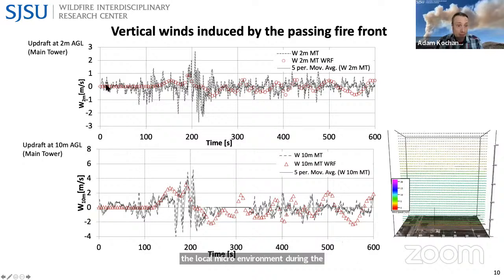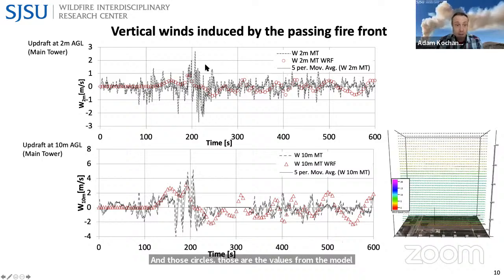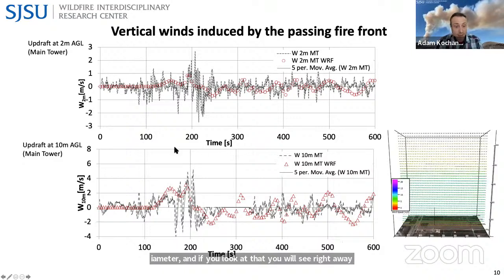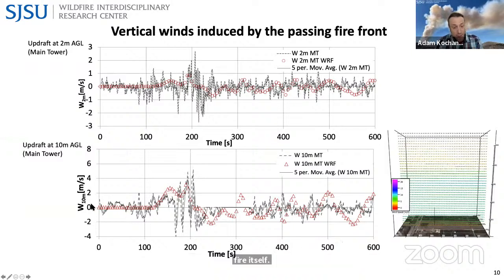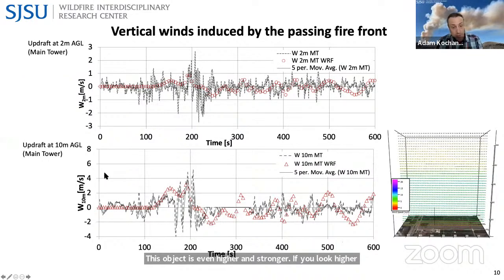And here on the top graph, you see the vertical velocity at 2 meters above the ground. And those circles are the values from the model. And those dashed lines and solid lines are filtered and unfiltered data from the sonic anemometer. And if you look at that, you will see right away this updraft associated with the presence of the fire itself. This updraft is even stronger if you are higher up at 10 meters above the ground. That's what is shown here on the plot below.